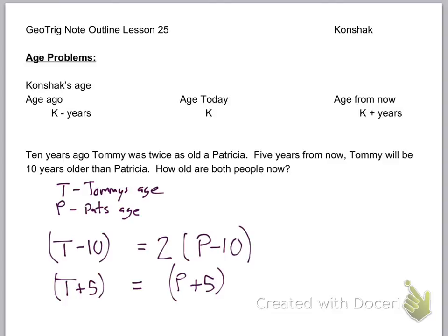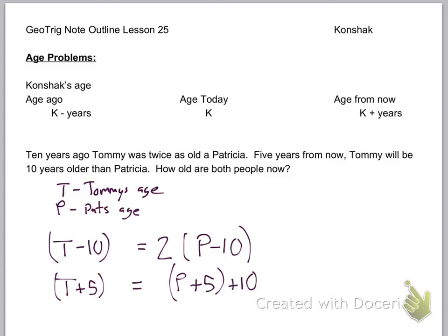Tommy will be 10 years older than Patricia. So someone has to have plus 10, right? Who gets the plus 10? The P plus 5 or the T plus 5? P. Who's older than who? Tommy's older than Patricia. So to make them equal, Patricia needs to be 10 years older, right? Do you have two equations and two unknowns? Two equations, two unknowns. So can you solve for P and T? So do it.